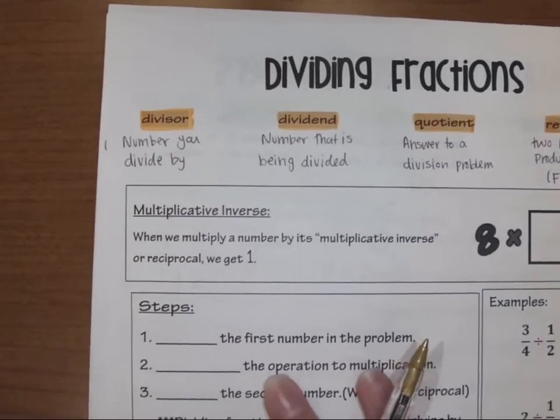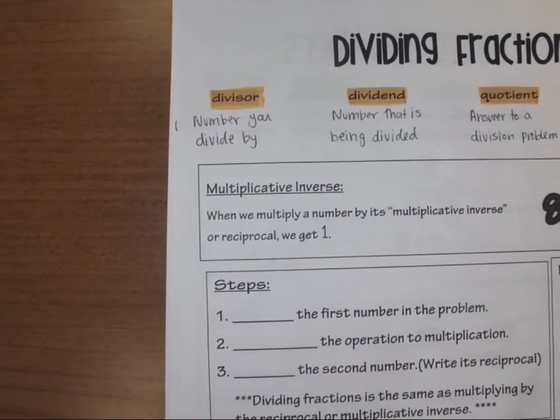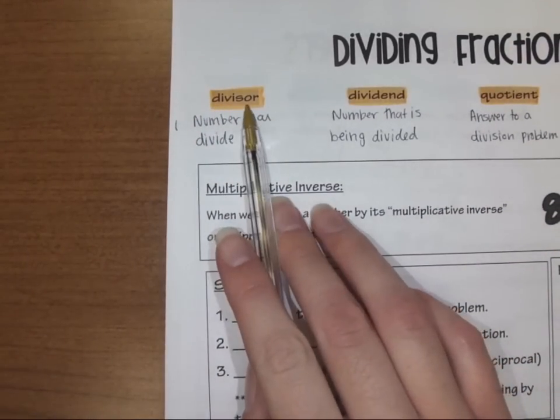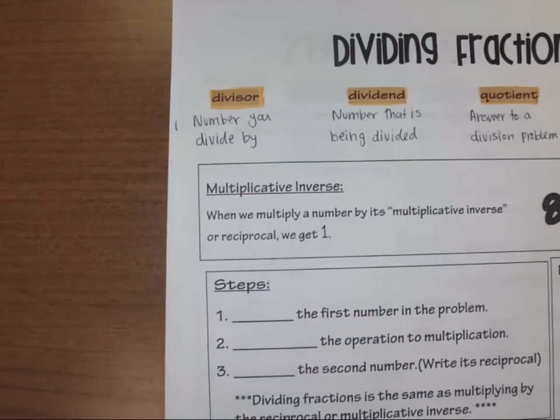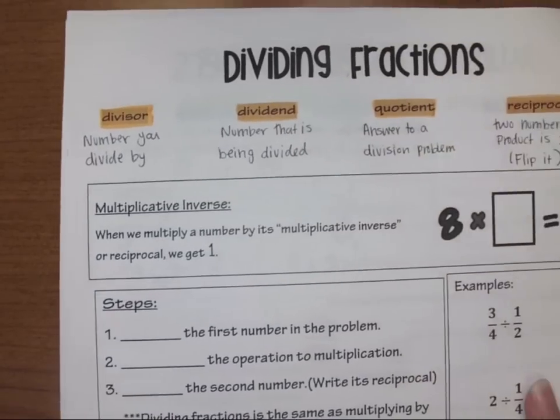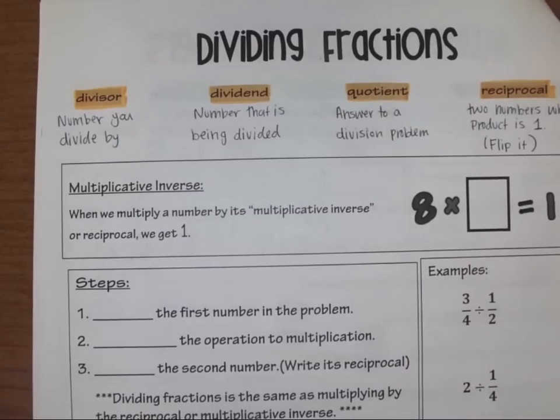Okay, a few words that you need to know for this assignment is first divisor. A divisor is the number that you divide by. So if I'm doing 8 divided by 4, 4 would be my divisor. My dividend is the number that's being divided. So again, 8 divided by 4, 8 would be my dividend because it's the one that's getting divided.